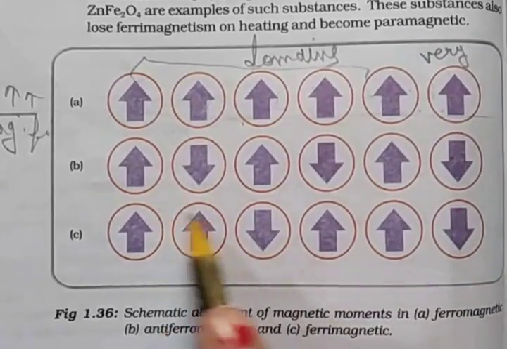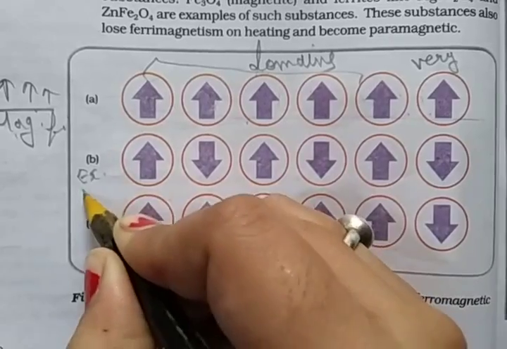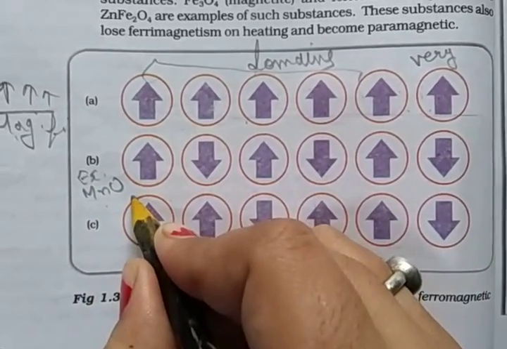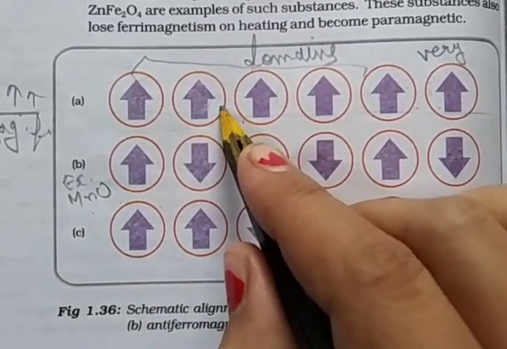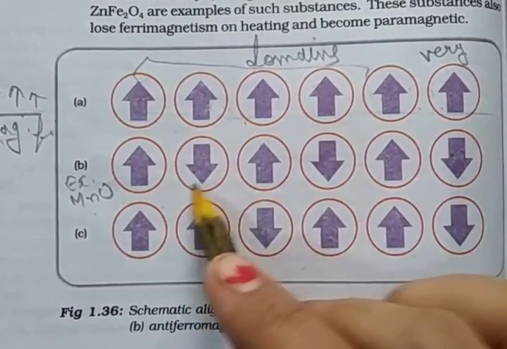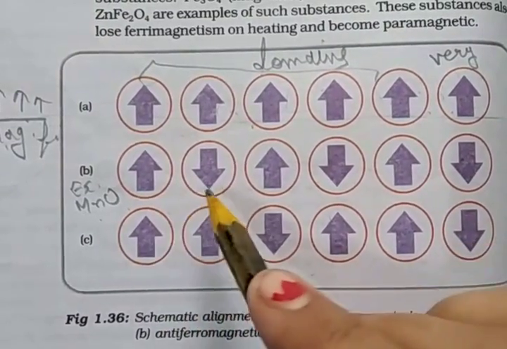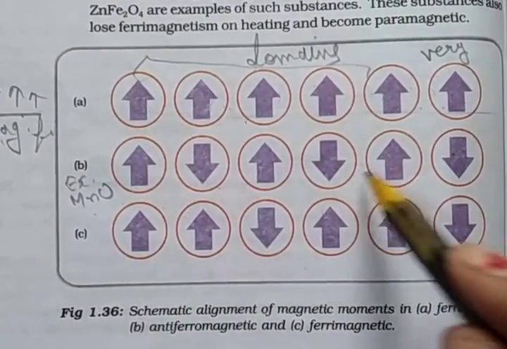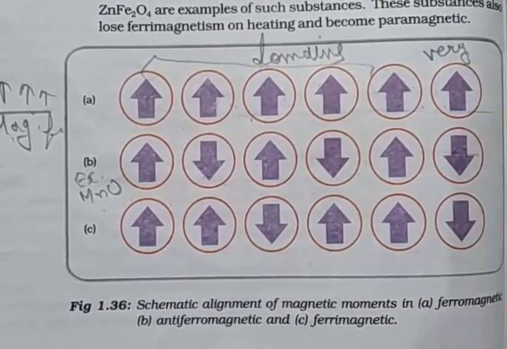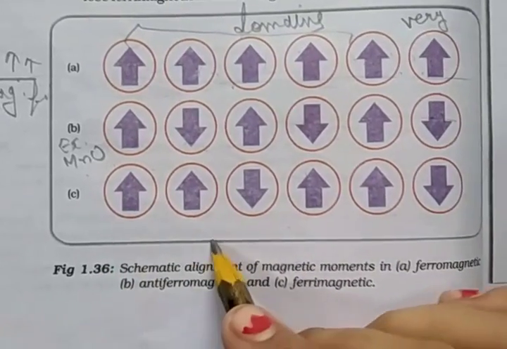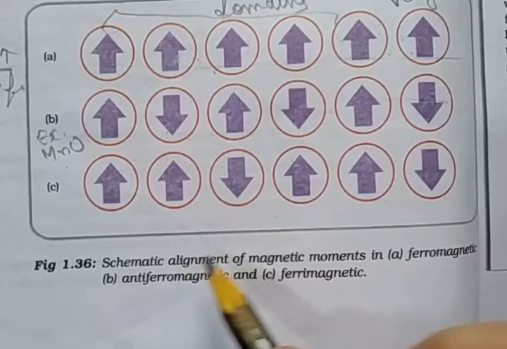Second one, antiferromagnetism. Example is MnO, manganese oxide. Antiferromagnetic substances have a domain structure similar to ferromagnetic substances, but their domains are oppositely oriented and cancel each other. See this one: upside, downside, upside, downside. So the magnetic moment cancels and is 0.